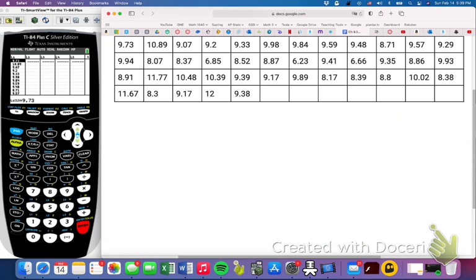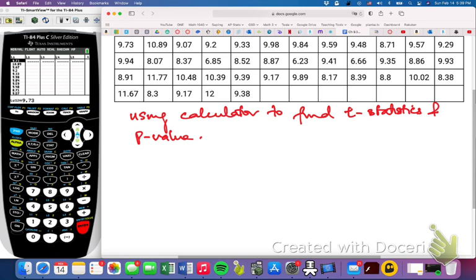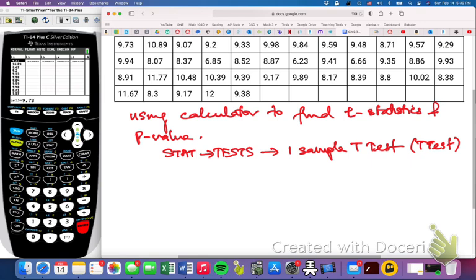Okay, I want to show you how to use the calculator to help find the p-value. Using the calculator to find your T statistic as well as your p-value: first you go to stat, then you go to tests, and then you find the one-sample t-test, also known as T-Test. All right, let me show you.